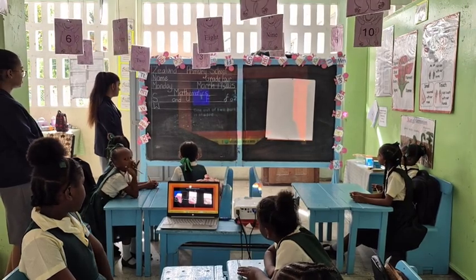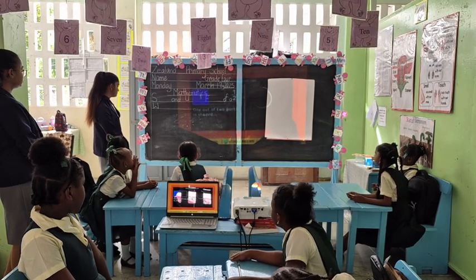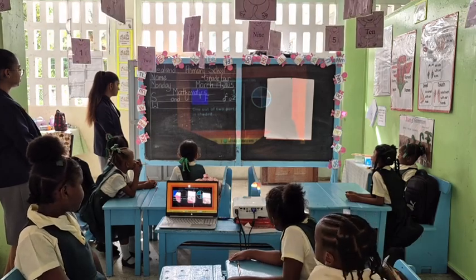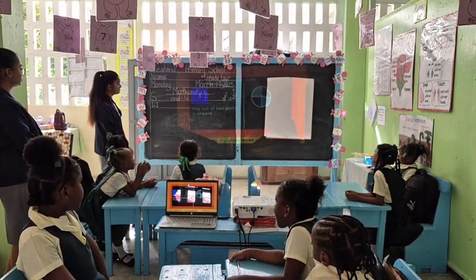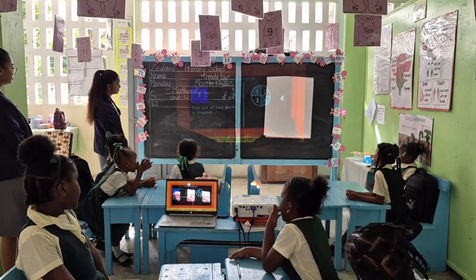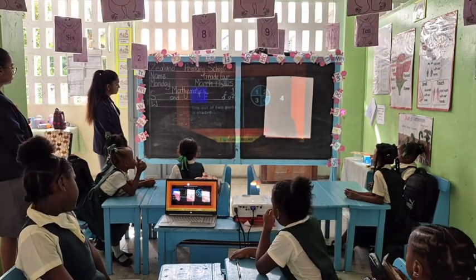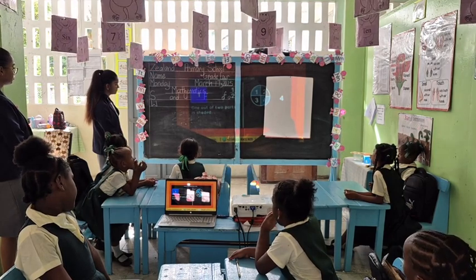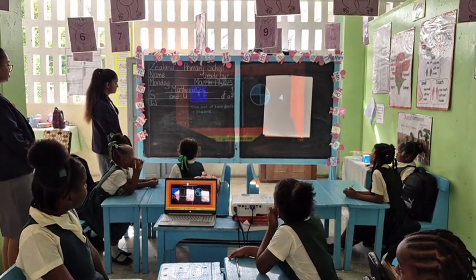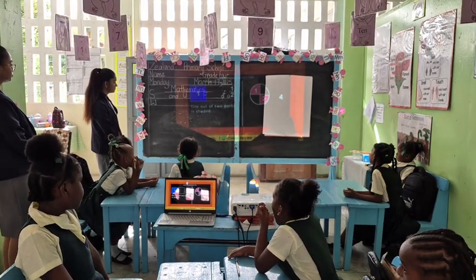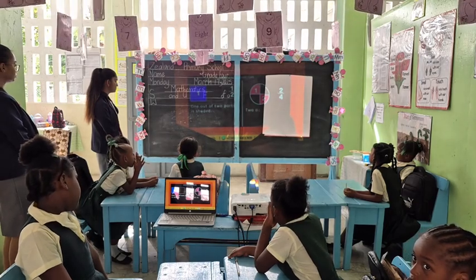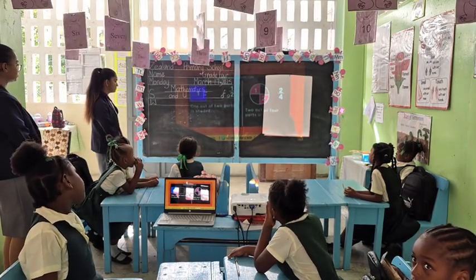Let's try another one. How many parts do we have? 1, 2, 3, 4. I write down 4 because the shape is divided into 4 parts. How many parts are shaded? Let's count it. 1, 2. So this becomes 2 over 4. 2 out of 4 parts are shaded.